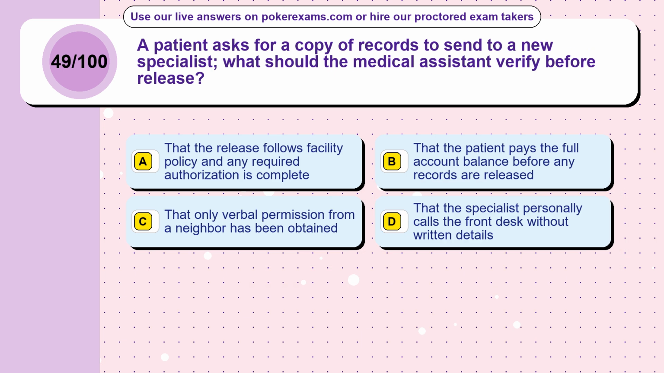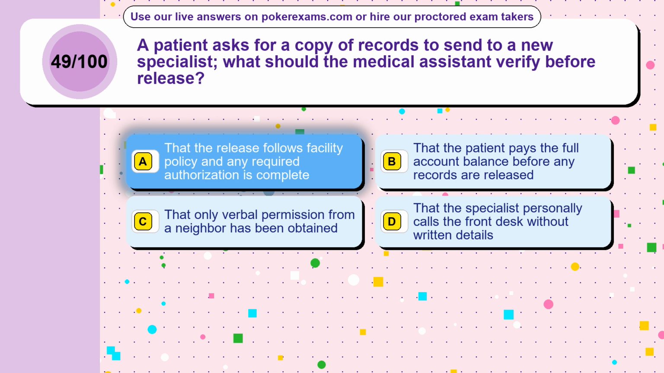Question 49. A patient asks for a copy of records to send to a new specialist. What should the medical assistant verify before release? Option A. That the release follows facility policy and any required authorization is complete. Option B. That the patient pays the full account balance before any records are released. Option C. That only verbal permission from a neighbor has been obtained. Option D. That the specialist personally calls the front desk without written details.